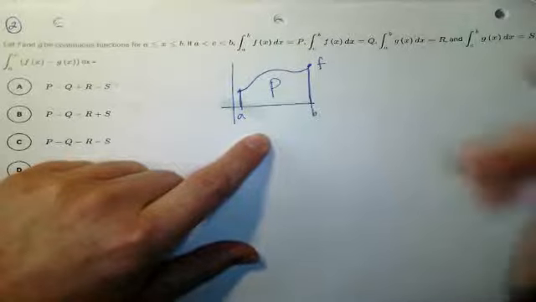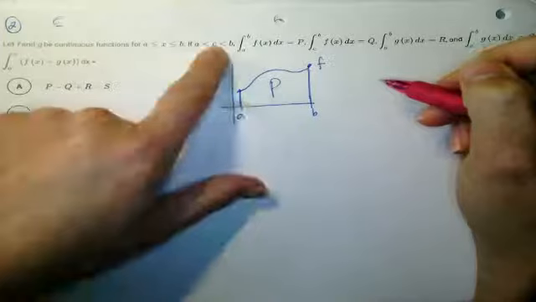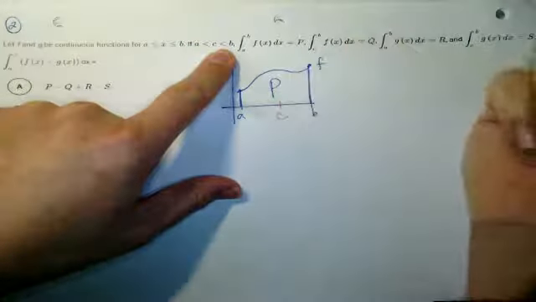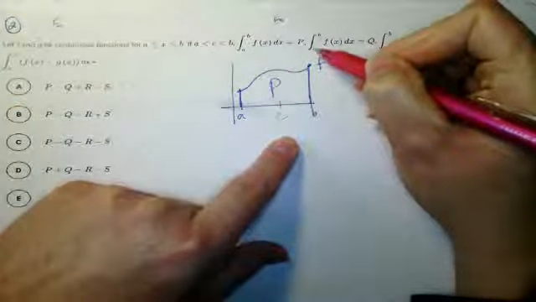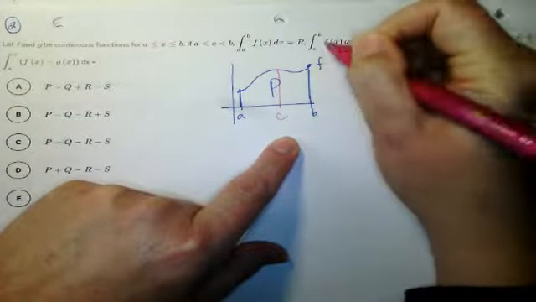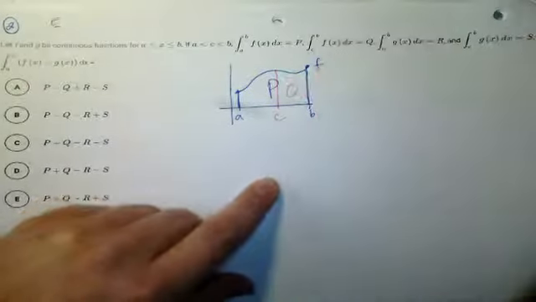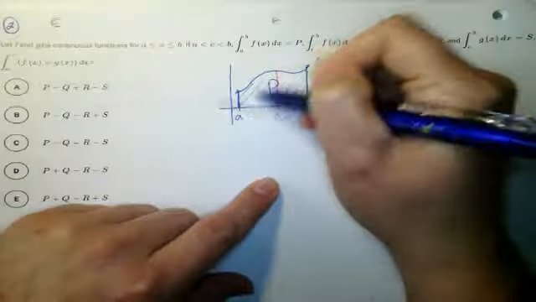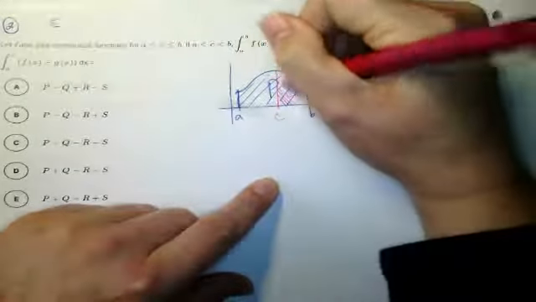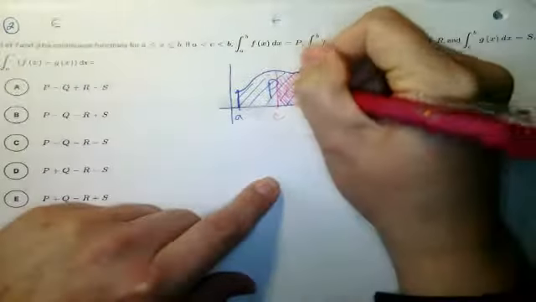But it says from C to B. Oh, C is between A and B. So let's pretend that C is right here. Now this is saying the integral from C to B. So from C to B, the area under the F curve is Q. All right. So P is the area under the whole curve, and Q is just this portion in pink, the area under there. So that's Q.